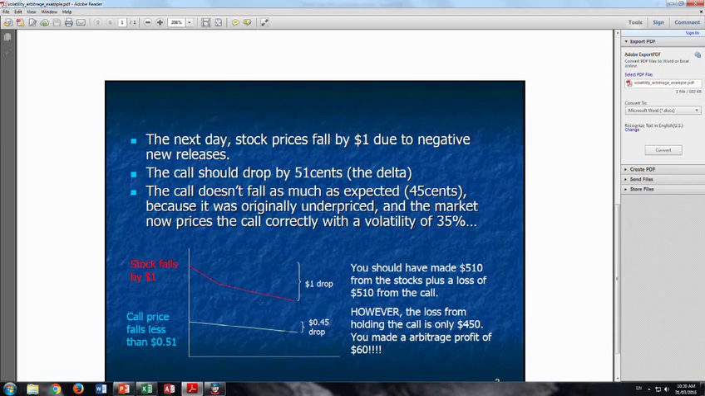So you long call short stock. However, the next day stock price falls by $1, and because delta is 0.51, when the stock falls by $1, you expect your call to fall by 51 cents, right? And if that be the case, then it's a wash if it's fairly valued. But because it's underpriced, you're going to make more money, right? So it turns out that the stock drops by $1, but the call didn't drop by 51 cents. It only dropped by 45 cents. So you made 510 from the stocks, but you didn't lose 510 on the option. Okay, so how does that work?